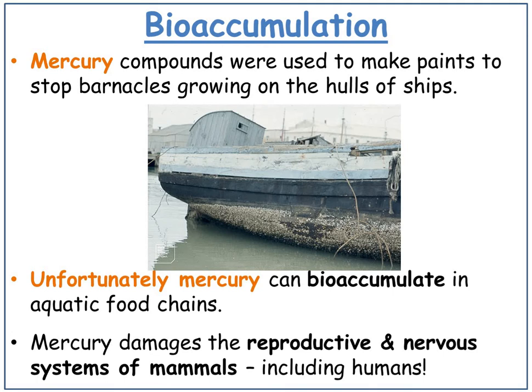Okay, another example of bioaccumulation, mercury compounds were used to make paints to stop barnacles growing on the hulls of ships. So these are barnacles. However, mercury bioaccumulates in aquatic food chains, and mercury damages the reproductive and nervous systems of mammals, including humans.